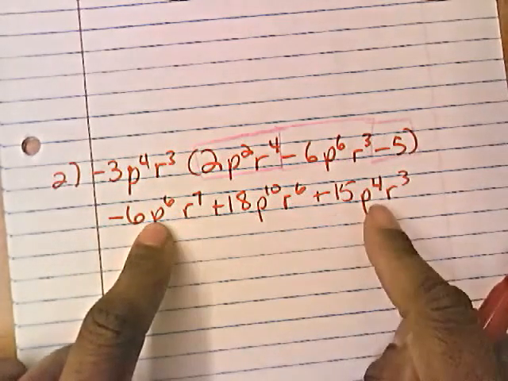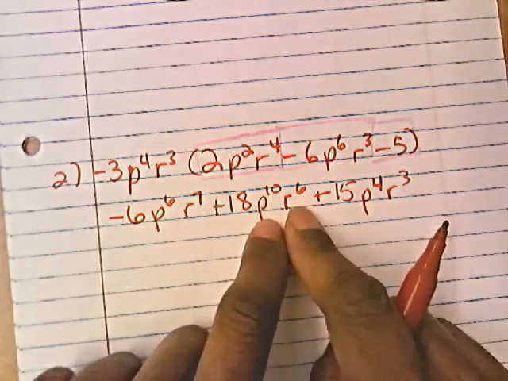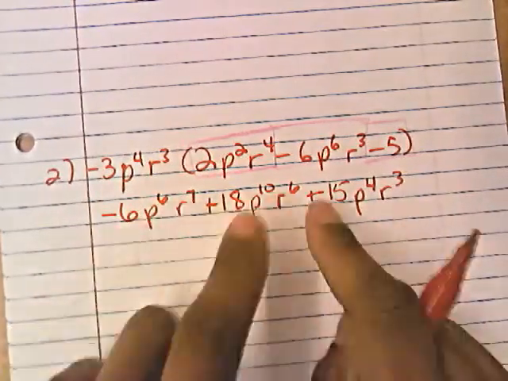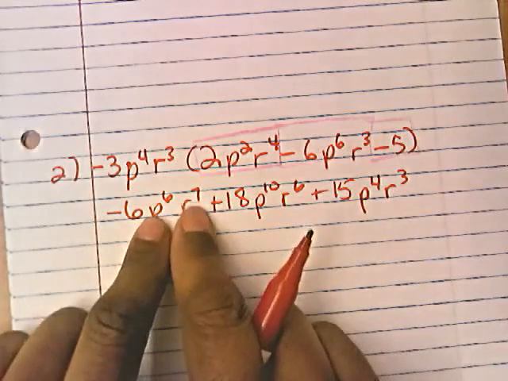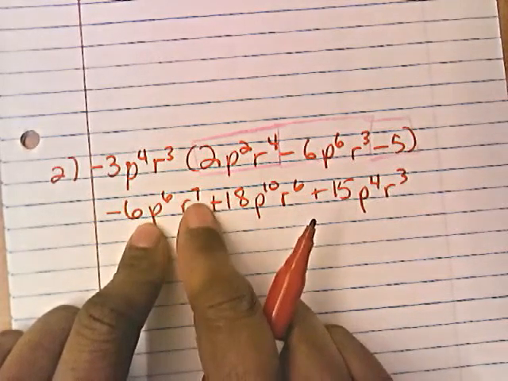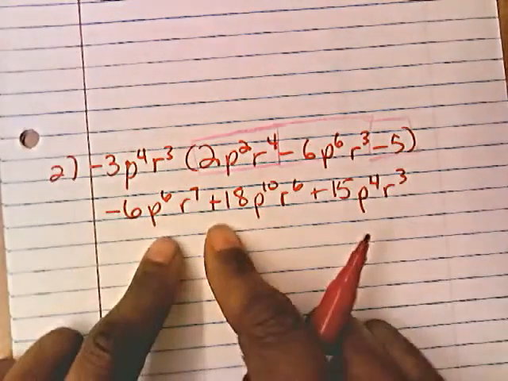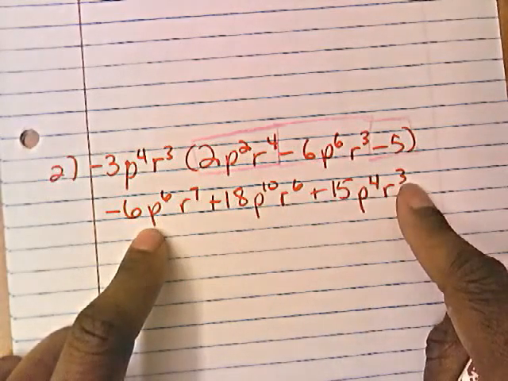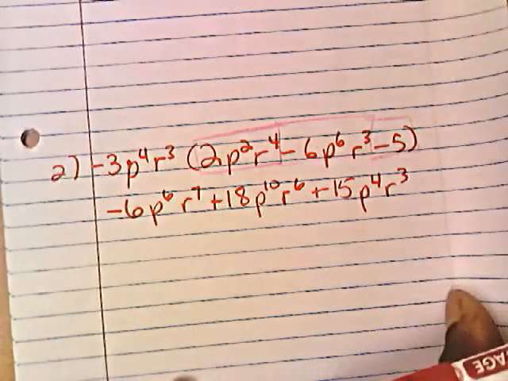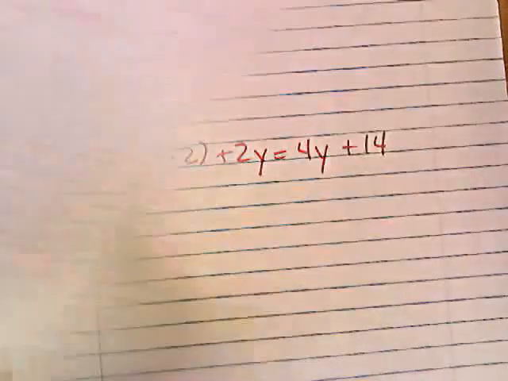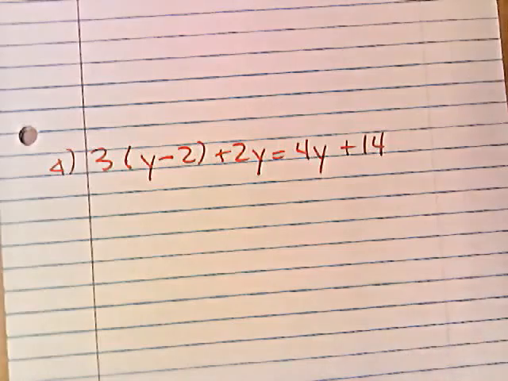Now, are there any like terms? Just because I have PR here and PR here and PR here does not make those like terms. If I had another P6, R7, that's when I could combine them. None of these match exactly, so I cannot combine those terms. Alright, let's look at the next one.